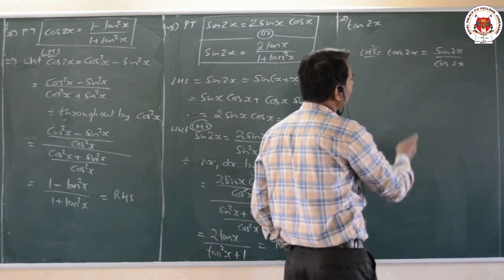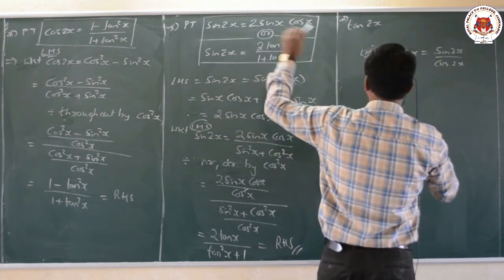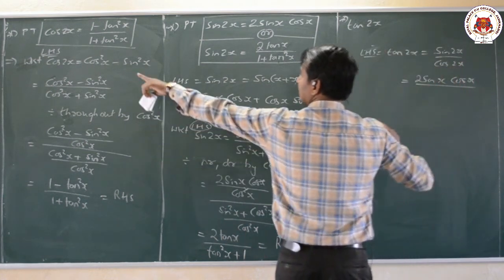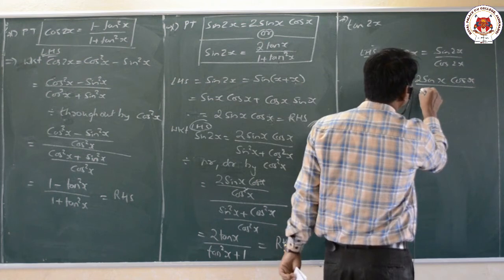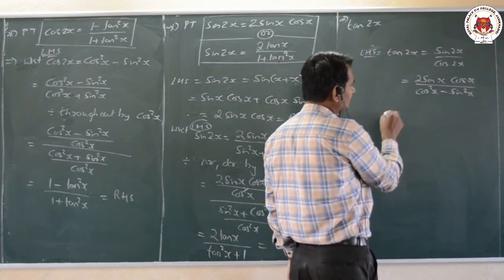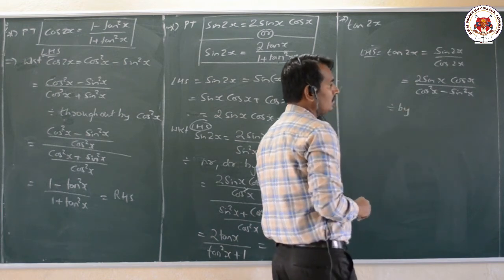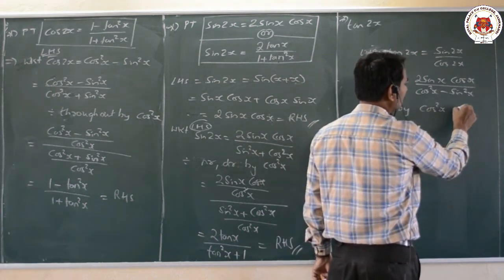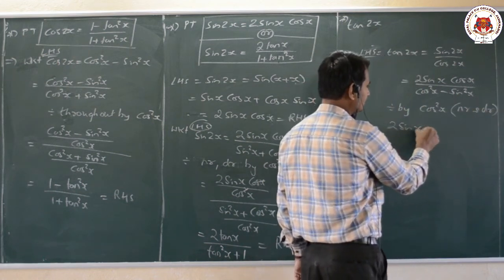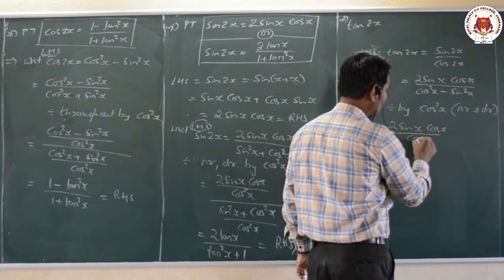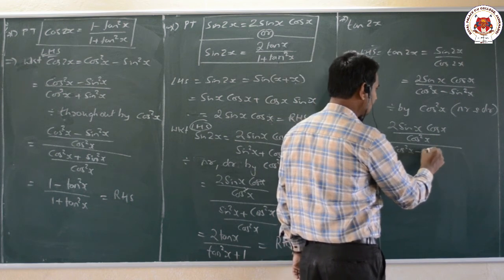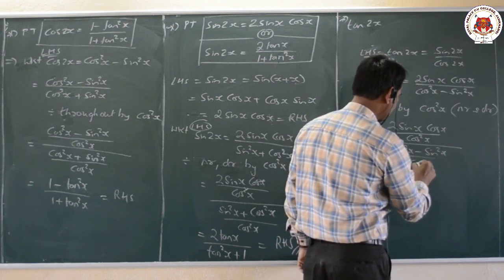That is sin 2x, which I can write as 2 sin x into cos x, divided by cos 2x, which I can write as cos square x minus sin square x. Now what I will do is divide by cos square x, both numerator and denominator. What we get is 2 sin x into cos x divided by cos square x, and the denominator is cos square x minus sin square x, whole divided by cos square x.